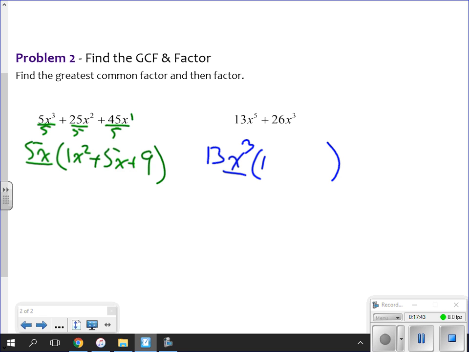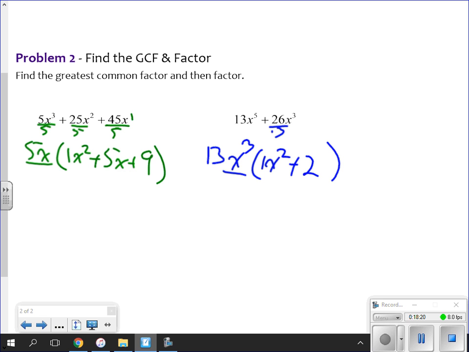I have a 1, right? Okay. What about my x's? How many did I have to start with? I had 5. How many did I take out? 3. So I'm left with 2. So I have x squared. I had 5. I took out 3, so I'm left with x squared. Okay. And then I have plus 13. I had 26. I pulled out 13. What's left behind? 2. 2 times 13 gives me 26. Divide that by 13, you get 2.